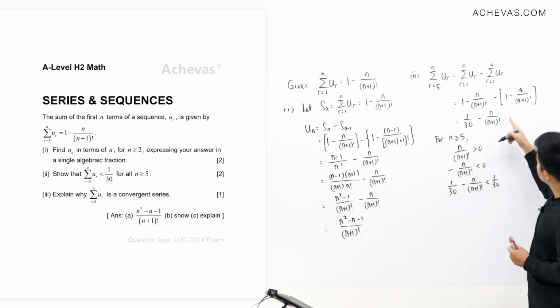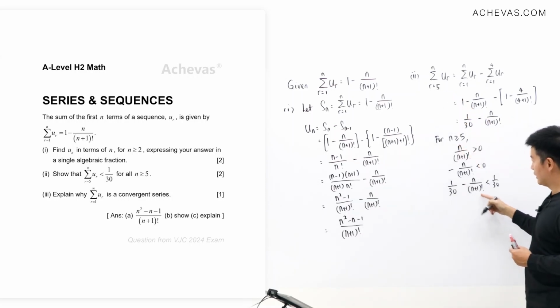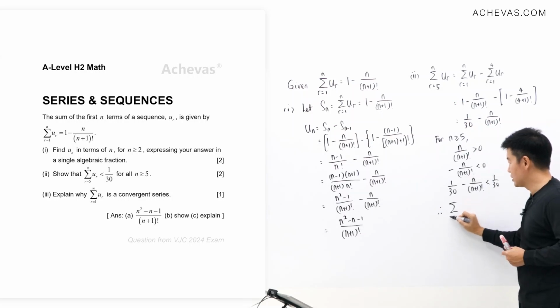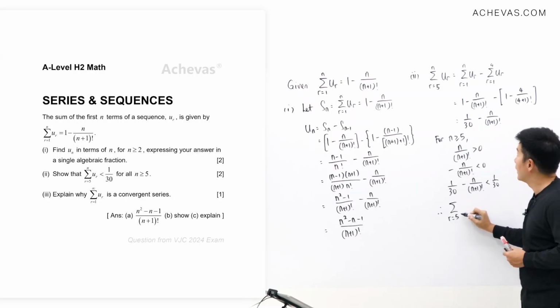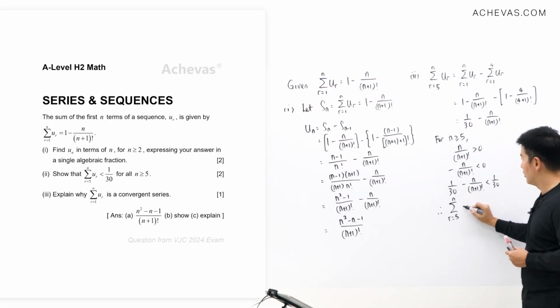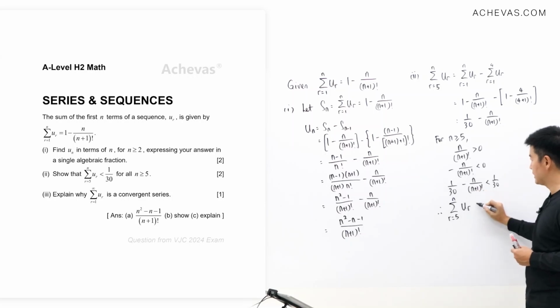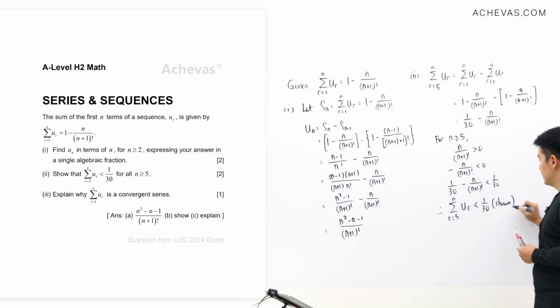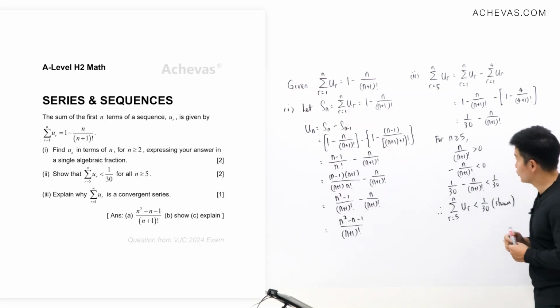And what is this? This is this, right? So I can then replace this by the summation from r equals 5 all the way until n of ur, which represents this. So this is less than 1 over 30. And this is what the question requires us to show.